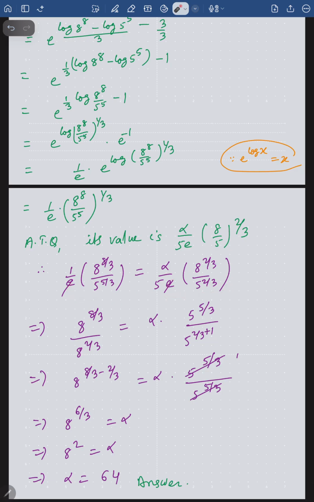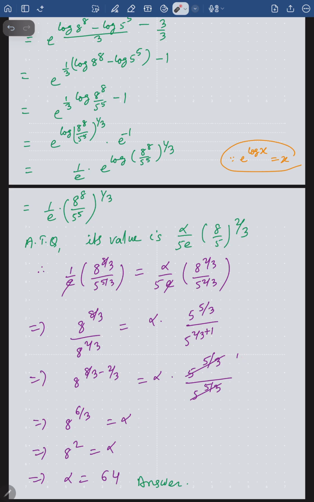Now like terms will be maximum, so 8 raised to the power 8 upon 3 divided by this 8 raised to the power 2 by 3 equals alpha into this 5 raised to the power 5 upon 3 will go up, and this 5 raised to the power 1 will be added to this 5 raised to the power 2 by 3, so it will be like this. So when we take the LCM over here, 2 plus 3, 5 upon 3. So 5 raised to the power 5 upon 3 and 5 raised to the power 5 upon 3 will get cancelled, you will be left with 1, that is alpha into 1 is alpha.